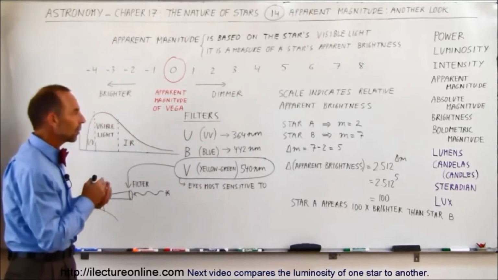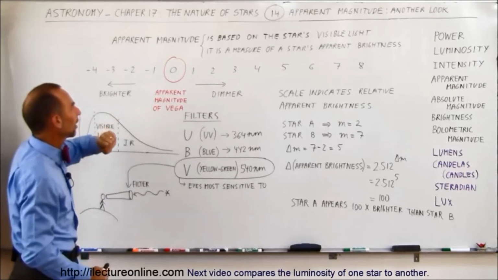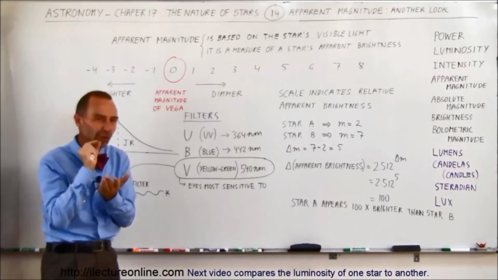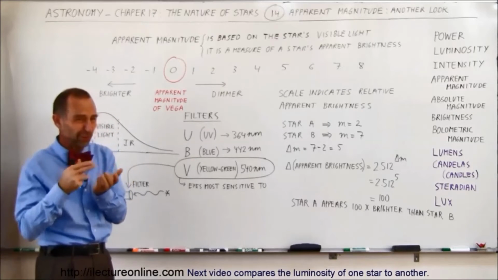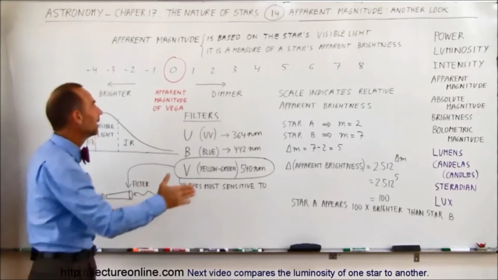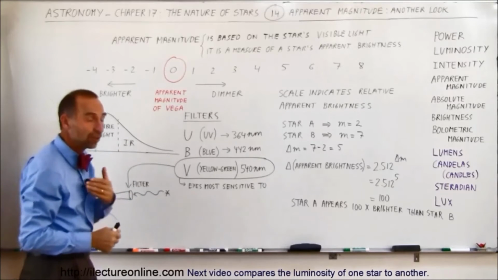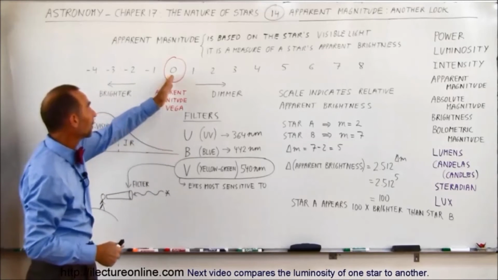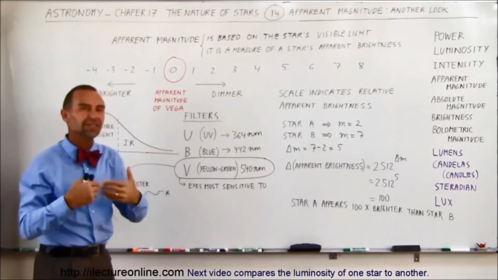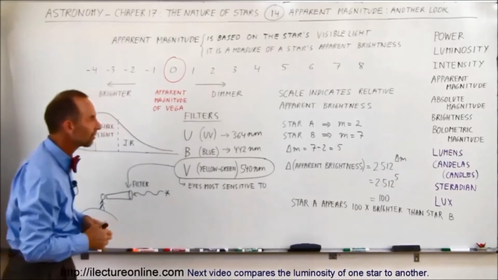Well, it turns out that we have to somehow set the scale to a certain point where we can reference ourselves. Since Vega has an apparent magnitude of almost 0, slightly over 0.03 or 0.04, we can say that this is probably a pretty good baseline. So we can say that an apparent magnitude of 0 makes it as bright as Vega. If an object is brighter than Vega, it will have an apparent magnitude less than 0. And if it's not as bright as Vega, at least it doesn't appear to be, it will have an apparent magnitude greater than 0. So that's a pretty good baseline.